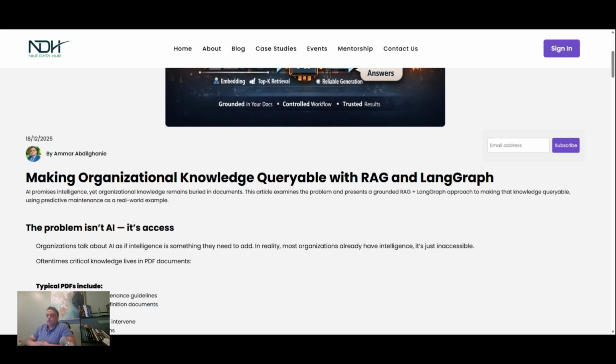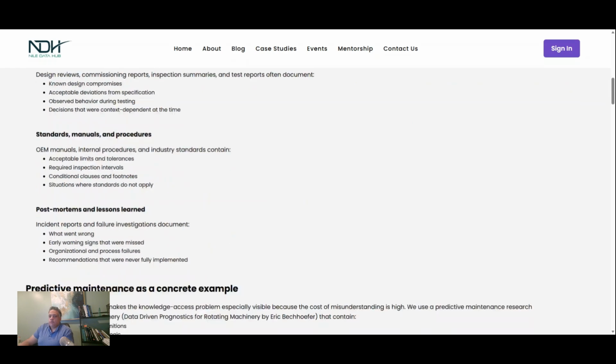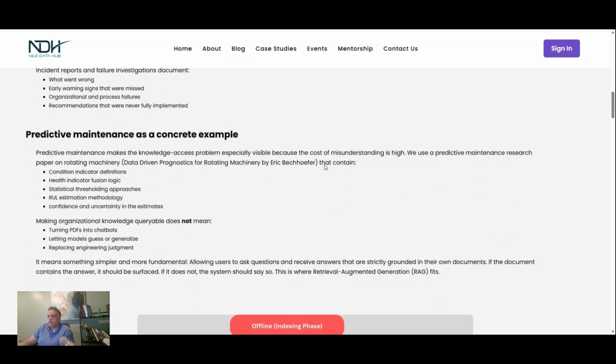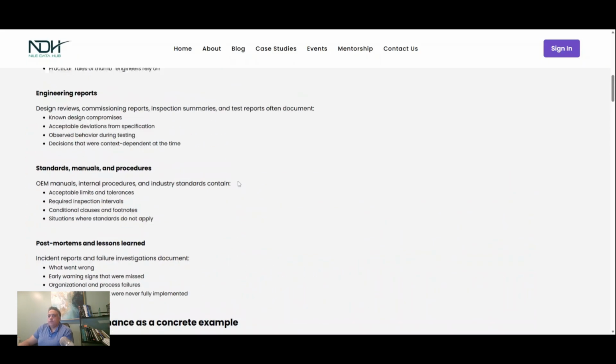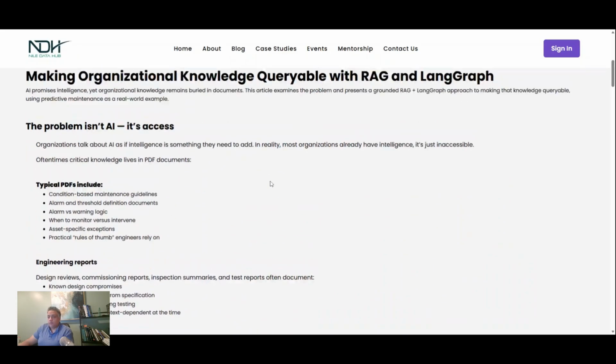And it's very hard to reach and access all these documents in real time, or it could take a lot of time to dig for the specific information we need in order to make certain decisions. I go through different examples from the world of predictive maintenance, which is full of documents, PDFs, and Excel sheets where very basic information is buried about the conditions of the equipment, the maintenance schedule, the alarms, the thresholding, and other things. I go through all of this in the article.